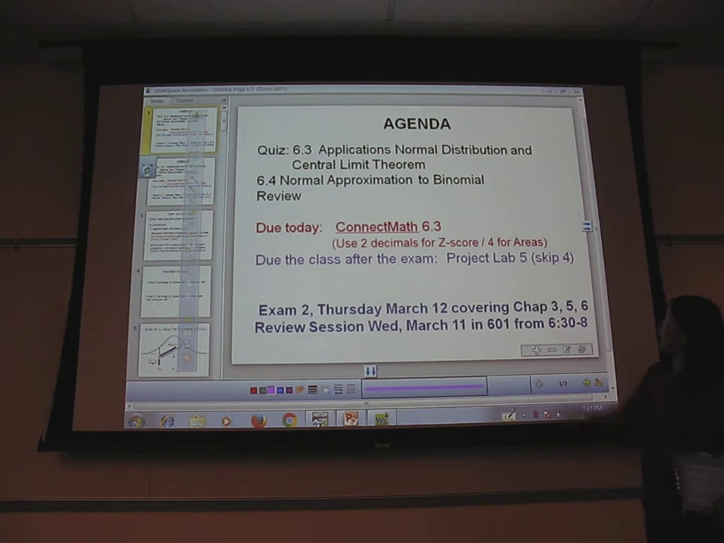Project Lab 5 is not due till the class after the exam. We went over a little bit last class. I anticipate none of you probably have worked on it yet, so you probably won't have questions until it's due. So I think we'll go over it a little bit more then. And then you have your exam on Thursday, covering chapters 3, 5, and 6. There's a review session tomorrow in 6:01 from 6:30 to 8.